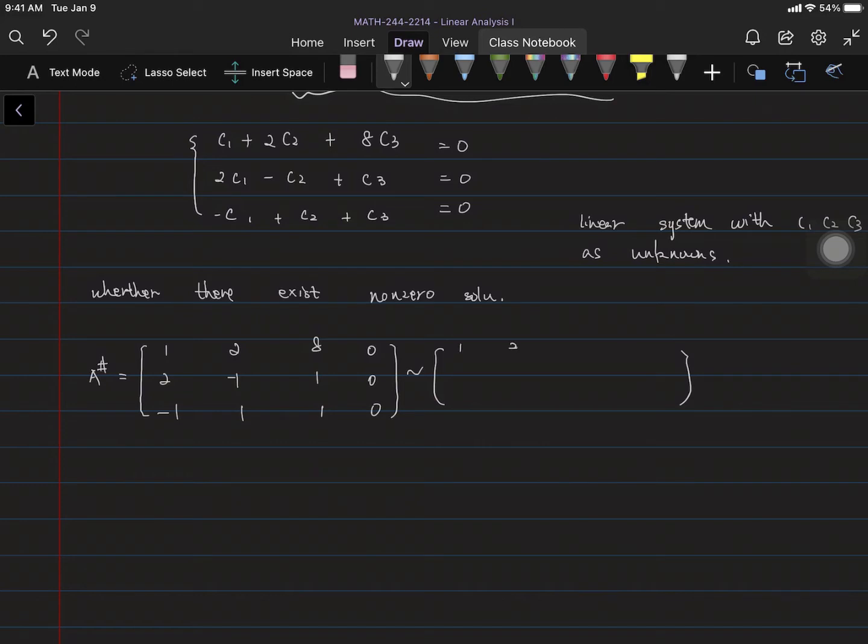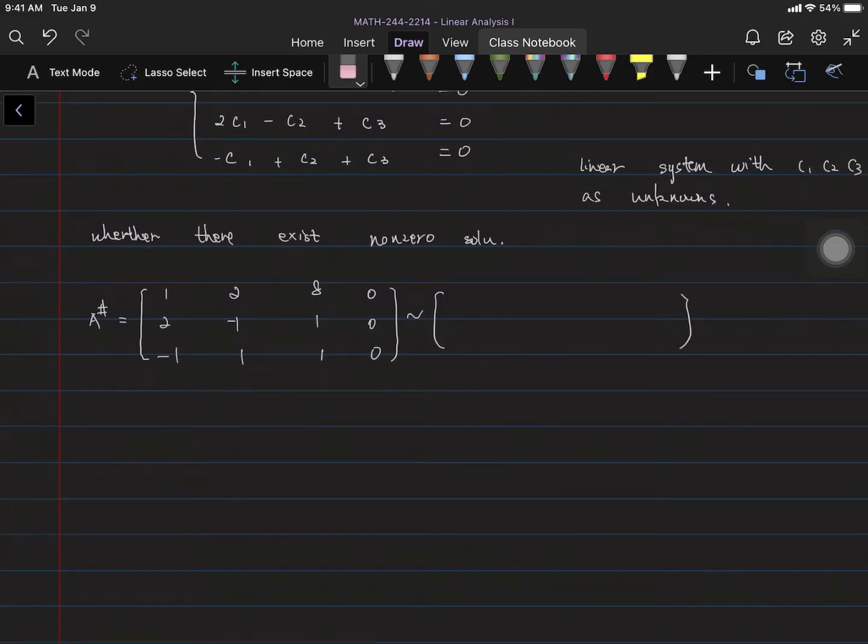So 1, 2, 8, 0. Let's skip the detailed calculation, because the calculation needs several steps here. But I suppose everyone knows how to do elementary row operations. Okay, do row echelon because we want to solve it, right? And the row echelon form for this one is this one. 0, 1, 3, 0, 0, 0, 0, 0.